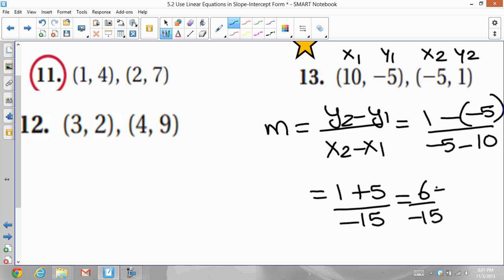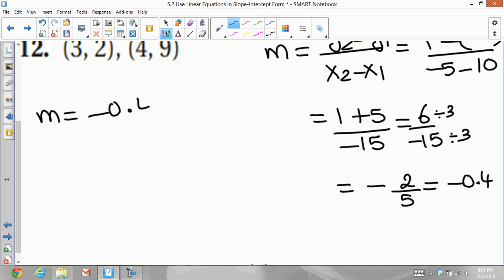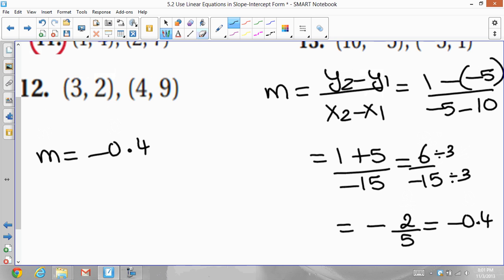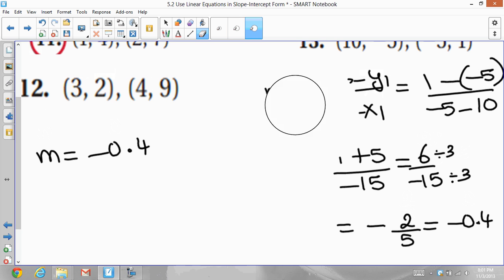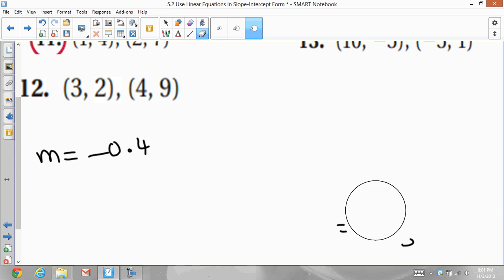And they both can be simplified by 3 to give you negative 2/5. And since it is a fraction that terminates, I'm going to write it as negative 0.4. So my m is going to be negative 0.4. So I got the slope. Since I got the slope, I'm going to erase everything that follows. Finding more space.